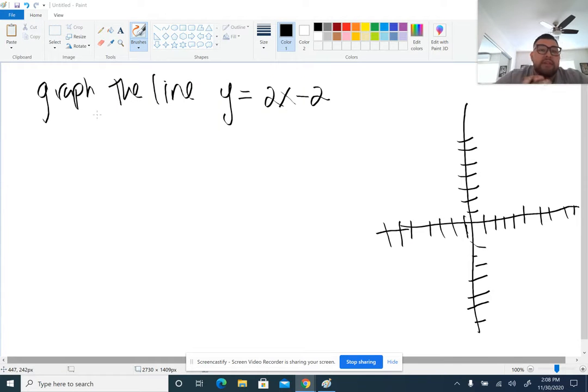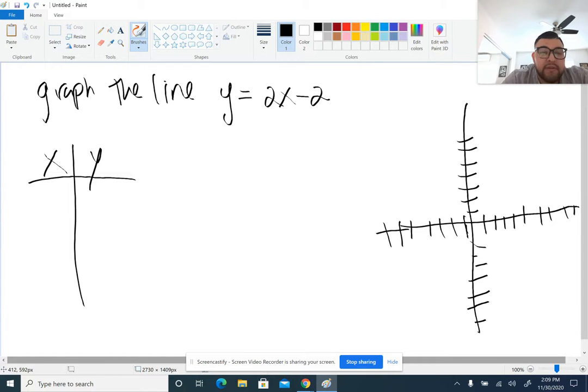So the instructions that are given are simply to graph the line y equals 2x minus 2. So in order to graph a line, we need to find 2 points that are on this line right here. So we only need 2 points in order to graph the line. So the first thing that we want to do is create a little table. So in the table, I'm going to write an x value and a y value.